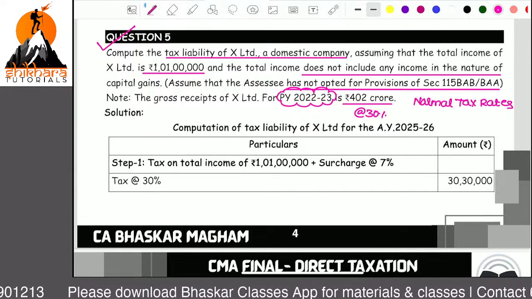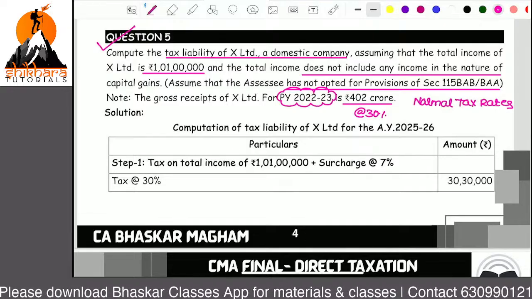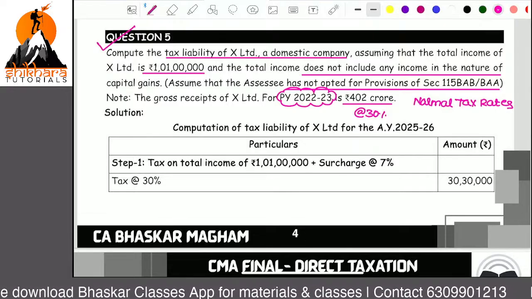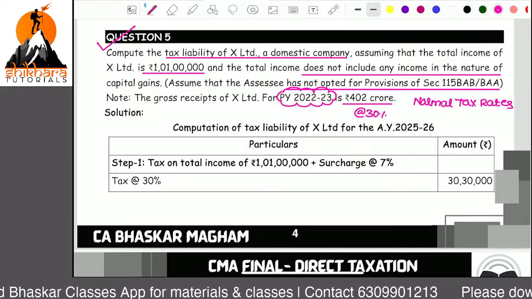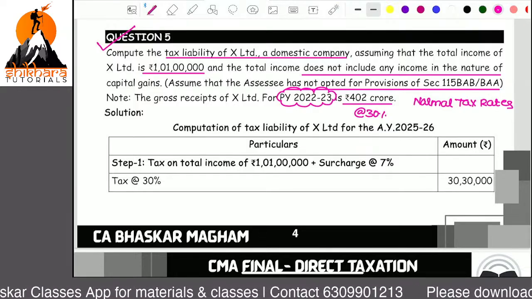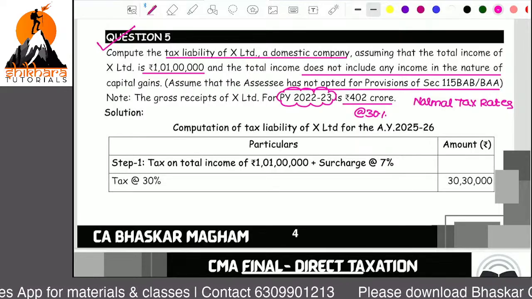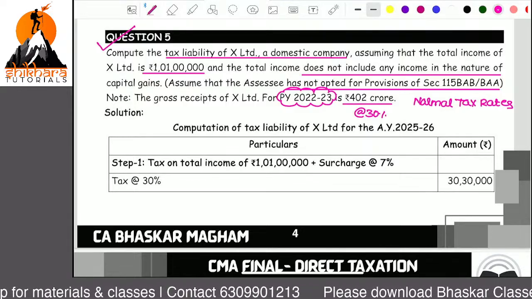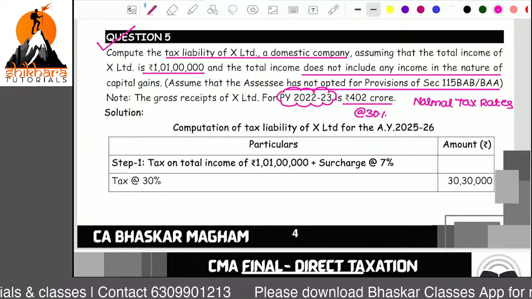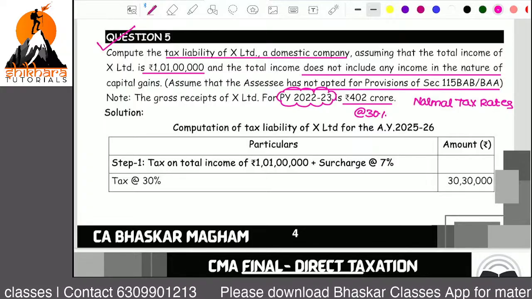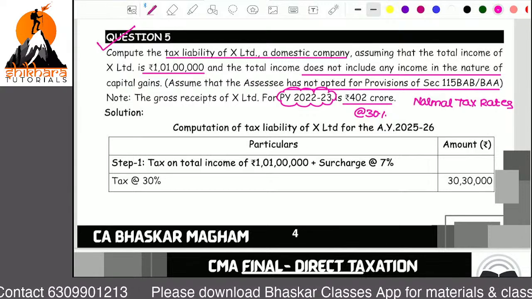Step 2, don't forget the extra income also has to be added. If anyone has done question number 5, please match that answer with the workbook answer.